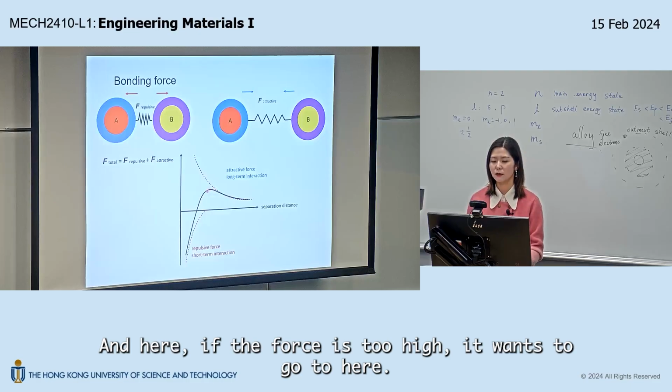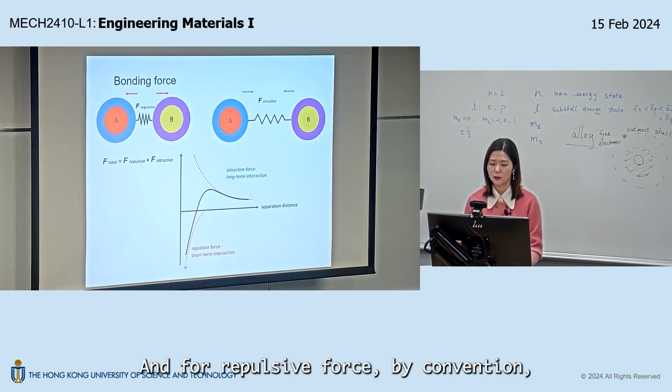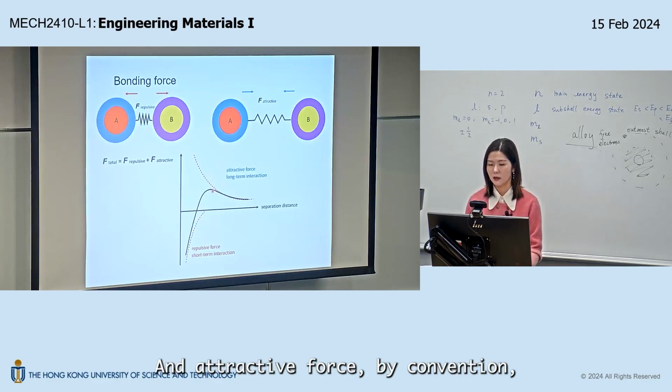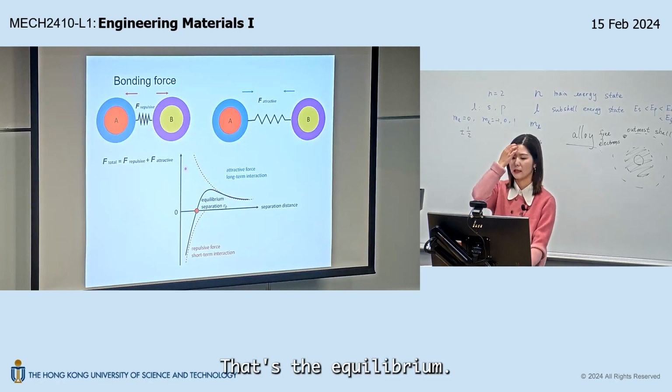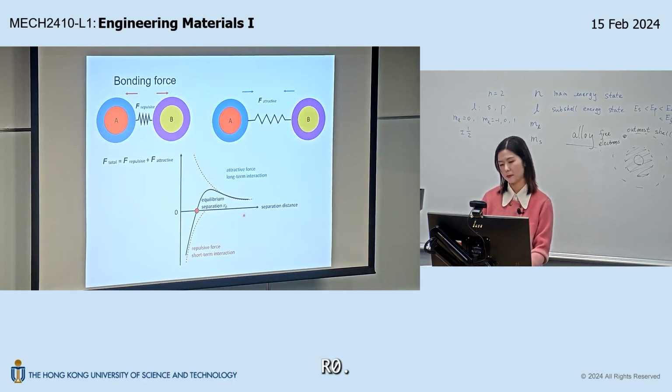And here, if the force is too high, it wants to go to here. And if the force is too high, it wants to go to here. For repulsive force, by convention, is the negative sign. And attractive force, by convention, is the positive sign. Okay? That's the equilibrium, and people call it the equilibrium separation. We use the symbol R0.